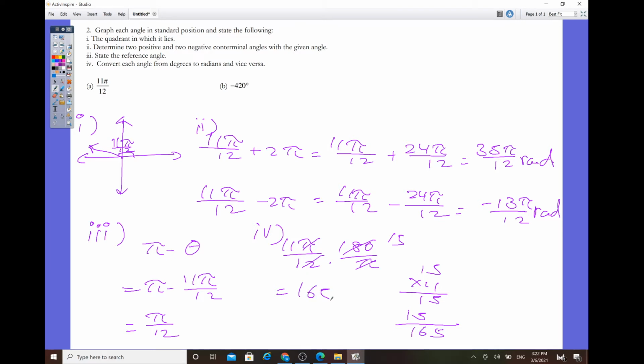165 degrees. And then for the other one, it's quite similar. Negative 420. So that means this time we need to go clockwise. So we have to go around more than once on the unit circle. So all the way back to 360, and then add another 60. Okay, so it's all the way here in quadrant 4.